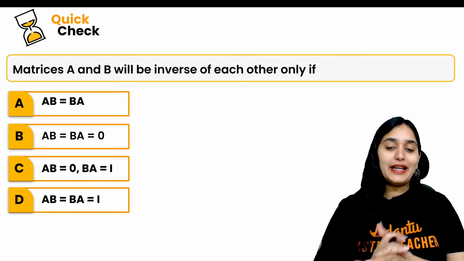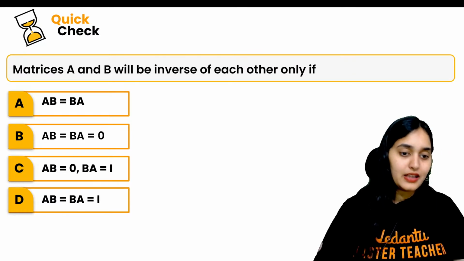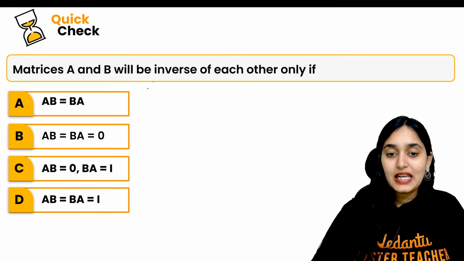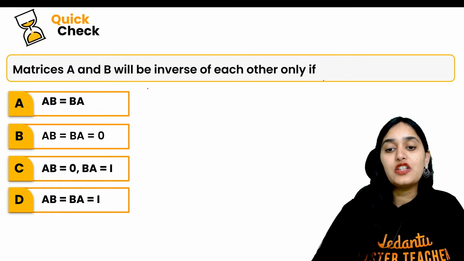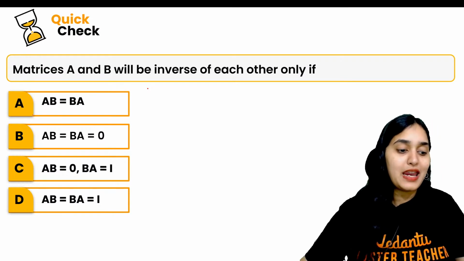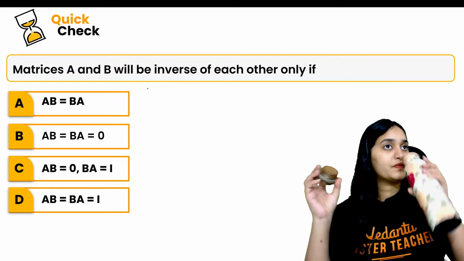Alright. Quickly, tell me which option is the right answer. Everybody present. Rashid, Deva, come on, answer me. Matrices A and B will be inverse of each other if and only if dash. Which condition? Option A, B, C, D. Which is the right answer?